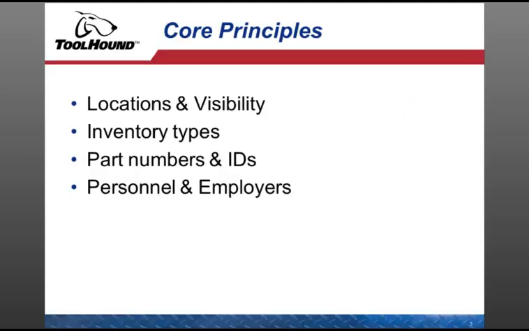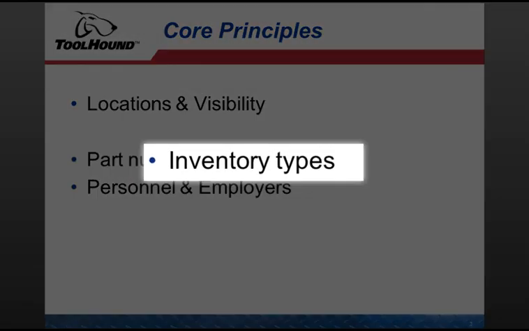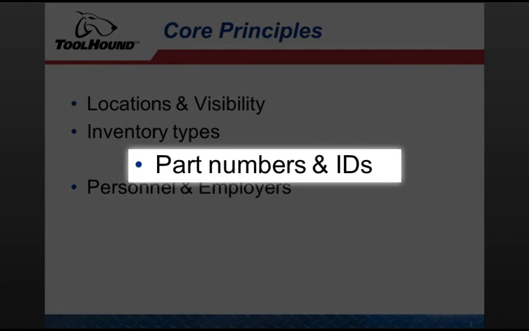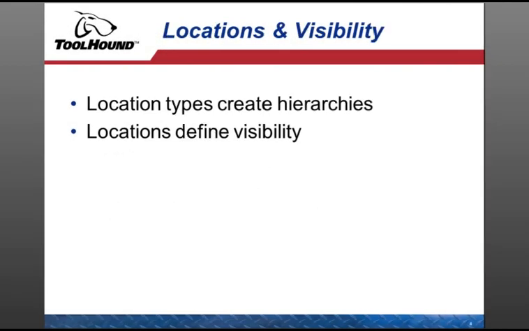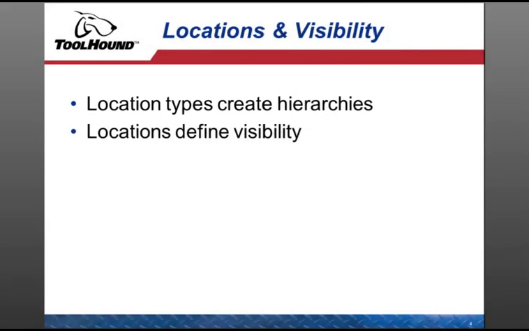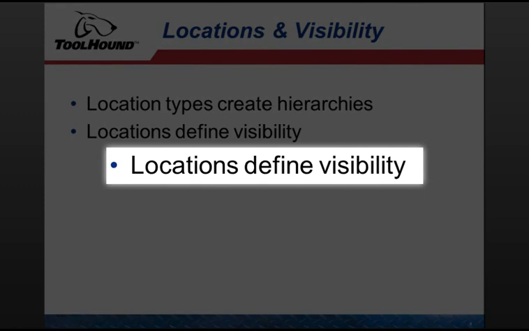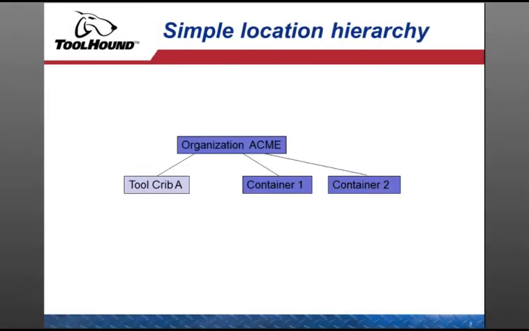Core Principles. In this video, we'll look at locations and visibility, inventory types, part numbers and IDs, personnel and employers. ToolHound can use multiple types of locations to create a hierarchy to group other locations, house inventory, or have inventory issued to it. These hierarchies designate a scope or area of visibility. Part numbers, personnel, and employers are all designated a visibility to define the inventory visible to them.